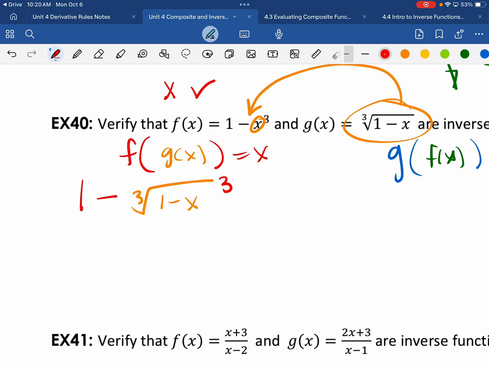Cubes cancel. 1 minus 1 minus x. So you're subtracting everything in the cube root, and then you distribute. So make sure you keep it in parentheses. It is 1 minus, and then in parentheses 1 minus x, because this negative has to get distributed. Which is 1 minus 1 plus x, and then the 1s cancel, and you're just left with x.